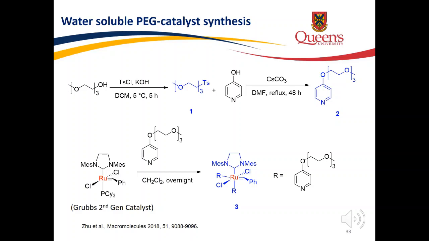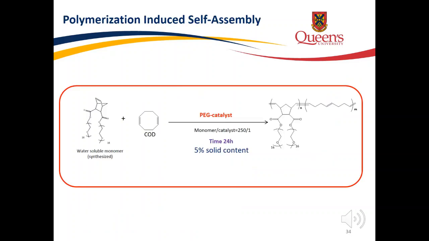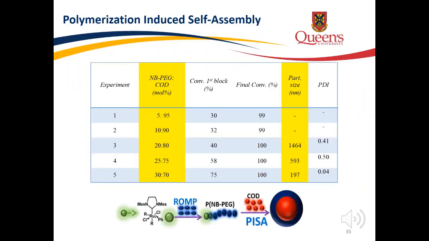We reacted that with a second generation Grubbs catalyst, and this gave us a catalyst now that was ruthenium based, that was completely water soluble, and it led us to the first step of the PISA process in water. So just to refresh you on what we're doing here, we have our water soluble monomer, and now we can polymerize that with the cyclooctadiene, and what we're trying to do is make a block copolymer with the PISA process. I just want to leave you with a couple of thoughts about this, and this illustrates the importance of the ratio of the blocks.